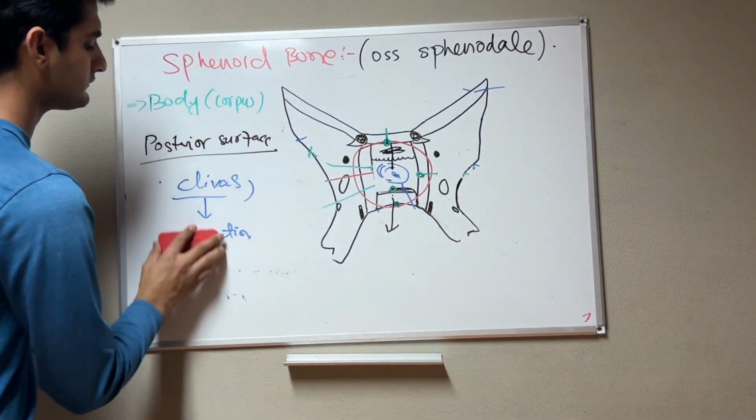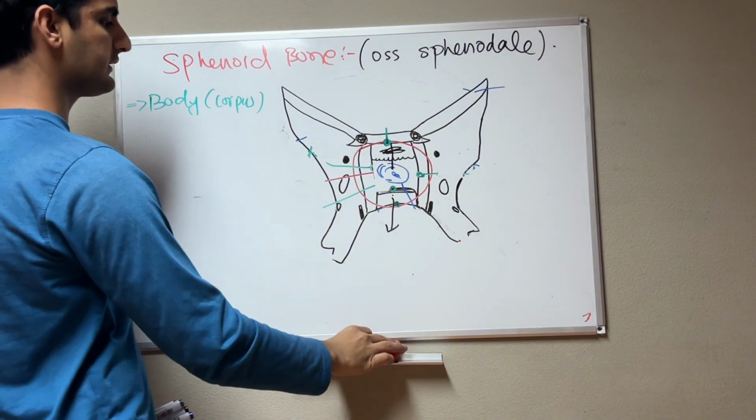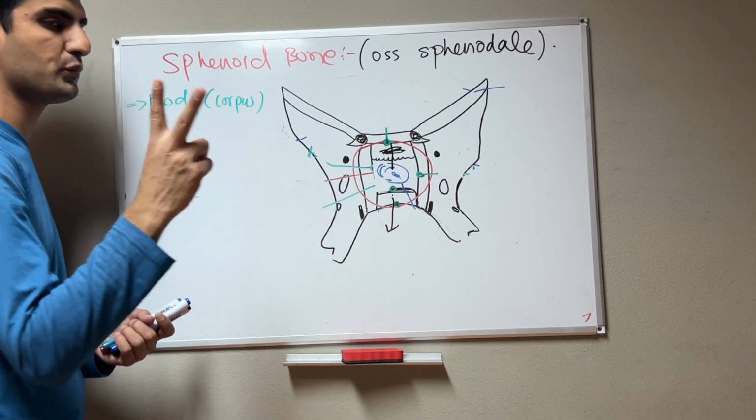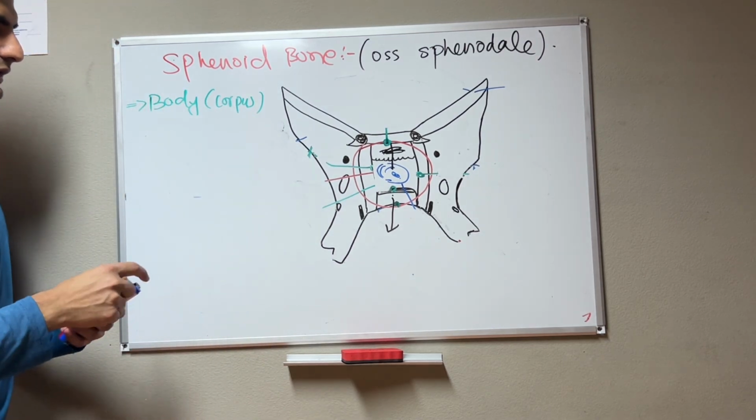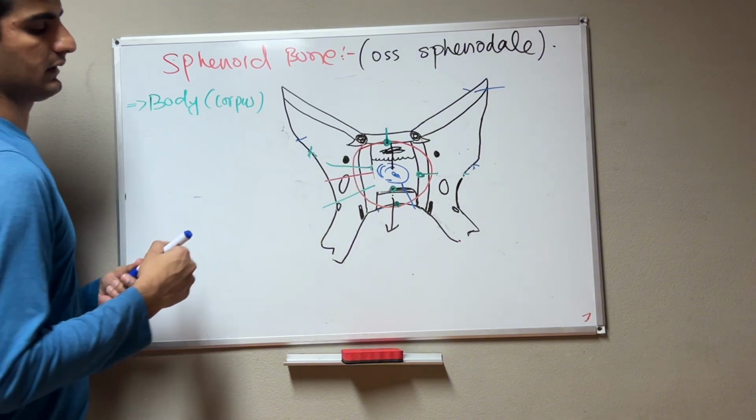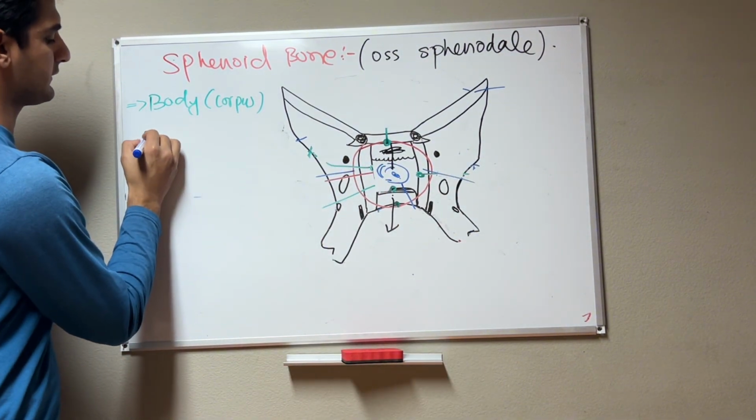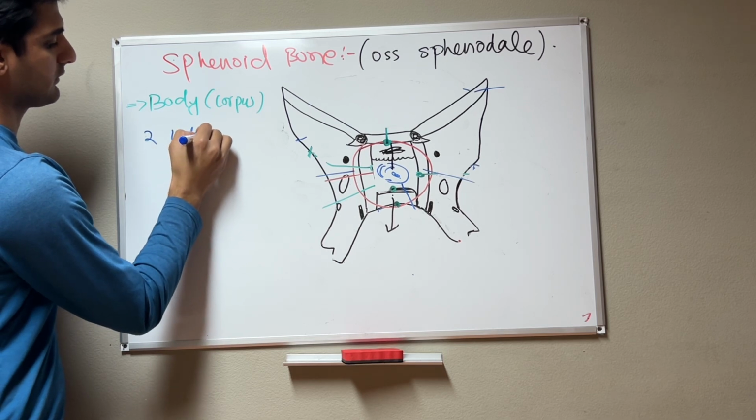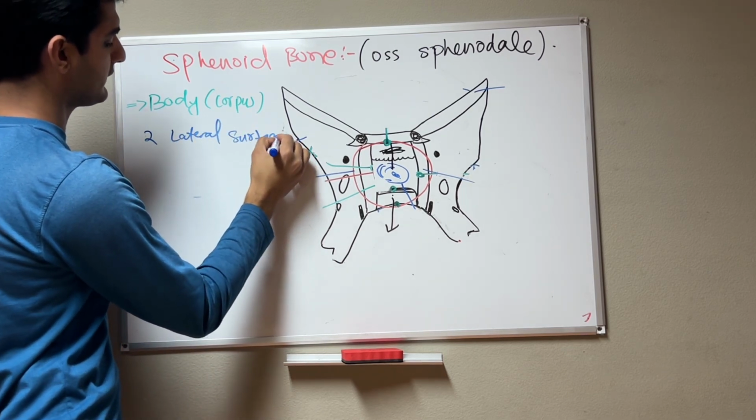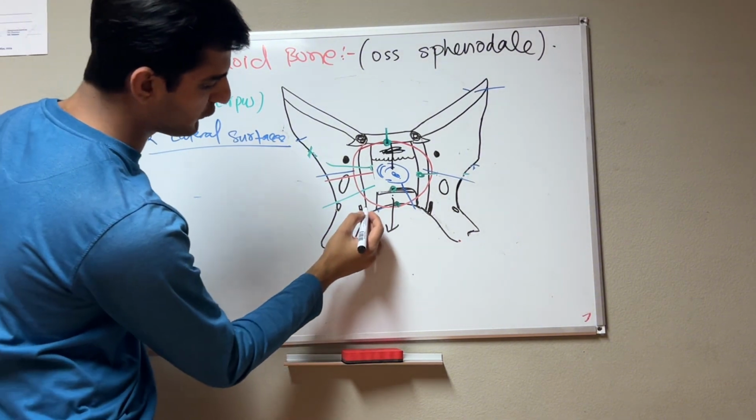Okay, now we have discussed four surfaces: superior, inferior, anterior, and posterior. But two surfaces remain. Which ones? The two lateral surfaces. Two lateral surfaces are remaining. Okay, which formations do we have? Two formations on the lateral surface.